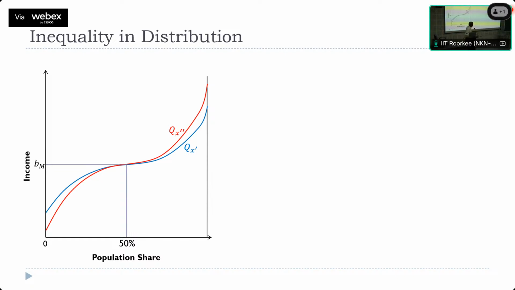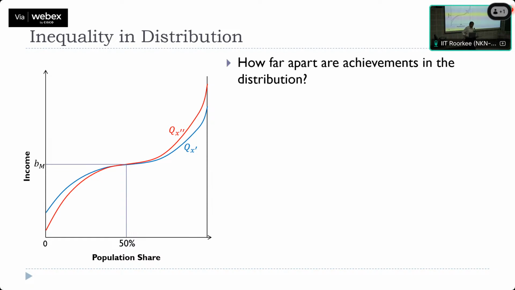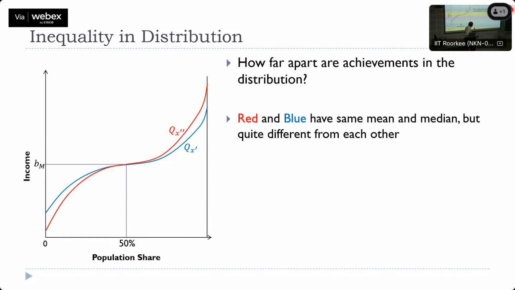So you can have a situation where you have quantile functions which cross. Which quantile function do you think is more unequal? They both cross at 50%, that means they have the same median. Which distribution do you think is more unequal? Which one is more equal? The red one is more unequal. So red and blue have the same median, but they are quite different from each other. Red has more spread than blue.